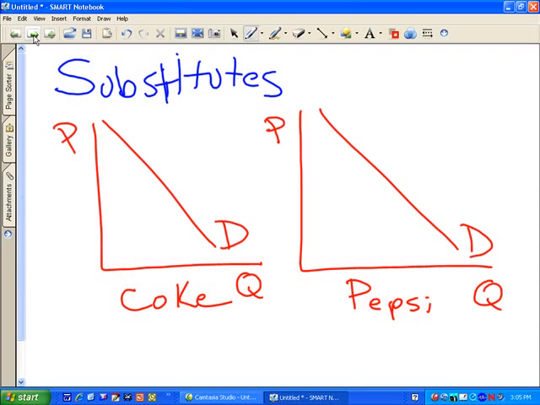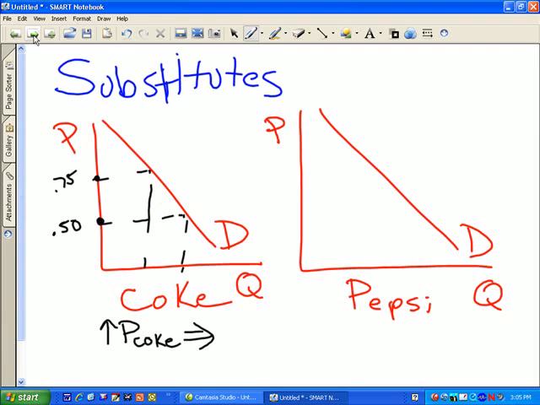Let's say that there is an increase in the price of Coke. Well, in the world of Coke, that means that maybe it's going to go from 50 cents up to 75 cents. And we go from buying, say, 10 to 5. So if there's an increase in the price of Coke, there's going to be a decrease in the quantity demanded of Coke. In the world of Coke, we've got a movement along the curve.